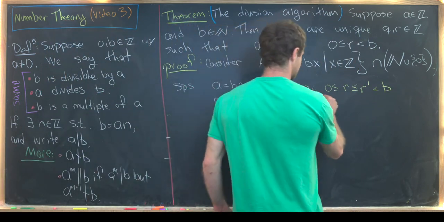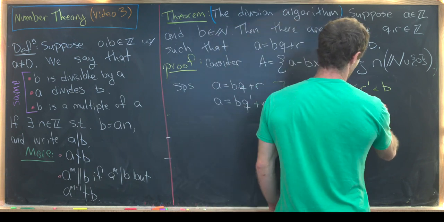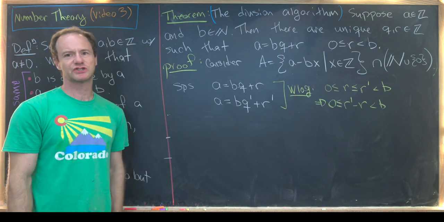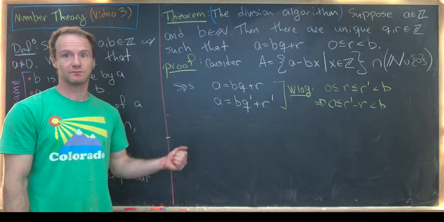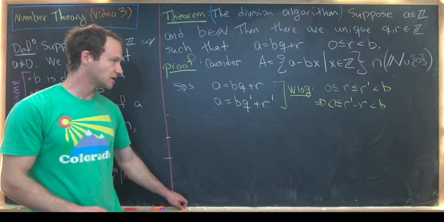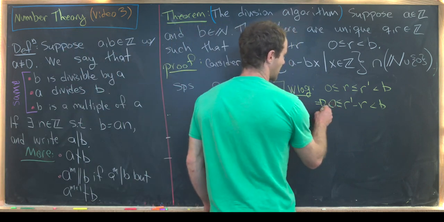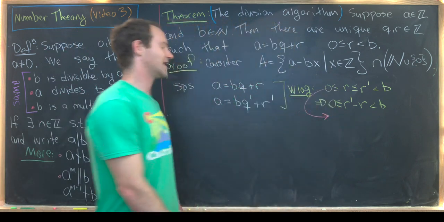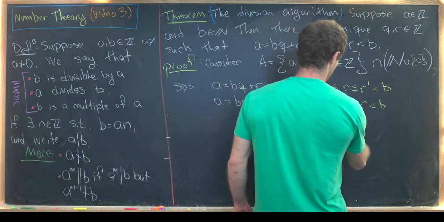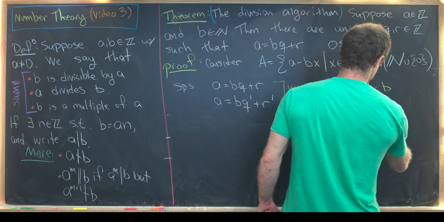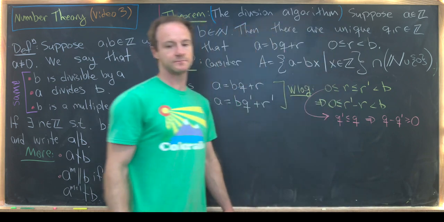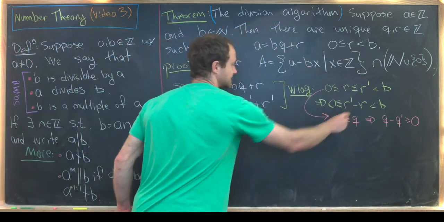But that tells us that R prime minus R is strictly less than B and bigger than or equal to 0. So if you subtract two numbers that are less than B, and you take the smaller one away from the bigger one, you're clearly going to be less than B. Now let's also point out that this ordering on R and R prime implies the opposite ordering on Q and Q prime. So this means that Q prime is less than or equal to Q, which tells us that Q minus Q prime is bigger than or equal to 0. So now we're ready to go. Let's start with this inequality.